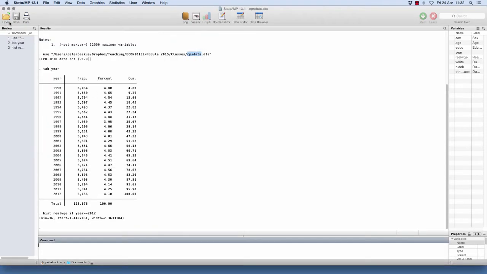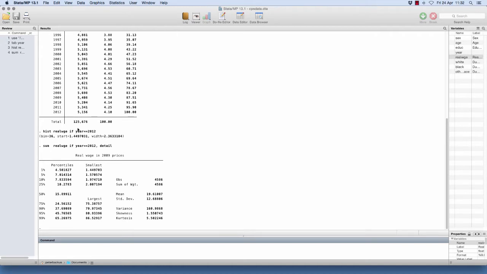So the next thing we're going to do, this is a visual representation of the distribution. We can close this and we can look at a numerical representation of the data where we summarize real wage, and let's also say if year equals 2012, and then comma D. This is something I did not make clear on the worksheet and should have. This comma D, or comma detail, will give us more information about the distribution than the standard summarize command. So the histogram is basically this information represented visually.